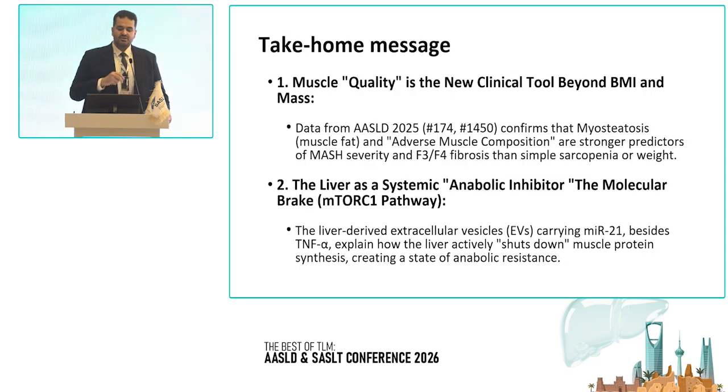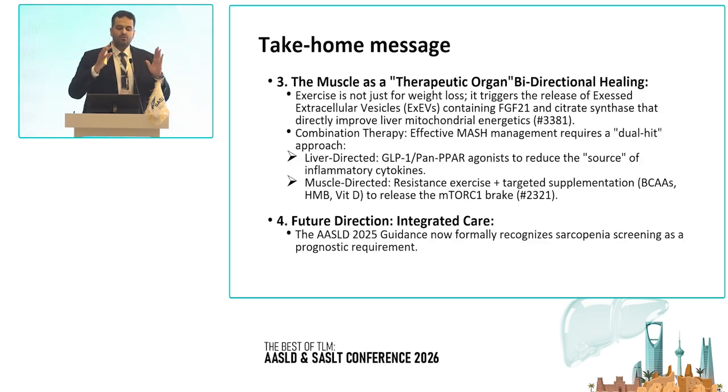So basically, my take-home message here is the data from AASLD 2025 is confirming that the assessment of muscle fat and myosteatosis, what we call the adverse muscle composition, is a stronger predictor for MASH severity and related fibrosis than only simple sarcopenia or weight. Also, the liver can be applying what we call systemic anabolic inhibition on the muscle upgrade and the muscle regeneration through suppressing the mTOR pathway. And that's why when we are doing a treatment strategy, we need a combination therapy, liver-directed to be reducing the inflammation, and muscle-directed by resistance exercise and targeted supplementation to be releasing the brake in mTOR pathway.